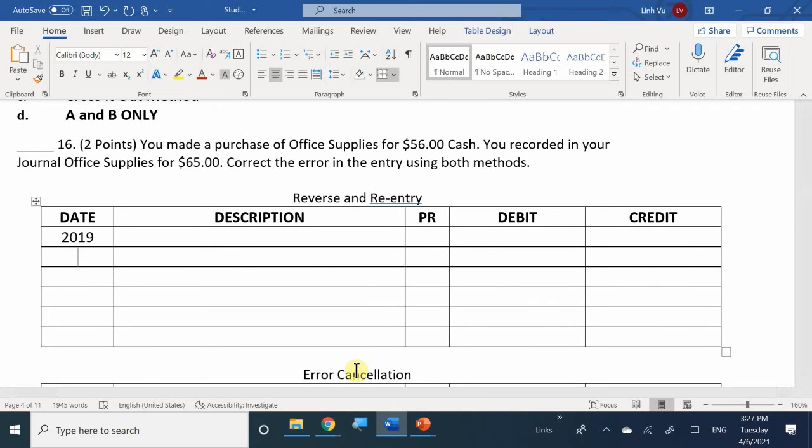Accounts payable. Okay, we use cash. Oh, sorry. So yeah, cash. Okay, so we're going to recognize cash first. No. Office supplies. Okay, so we're reversing our entry, right? We already purchased the office supplies for $56, but in our journal, we recorded it as 65. So in this case, we're doing the reverse and re-entry. How do we reverse the transaction?